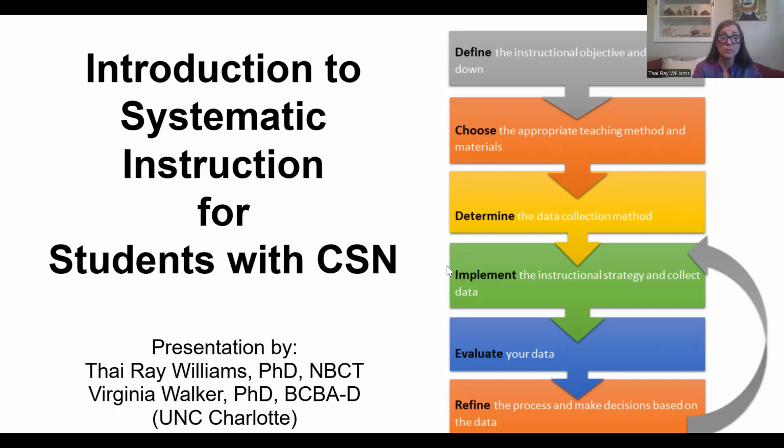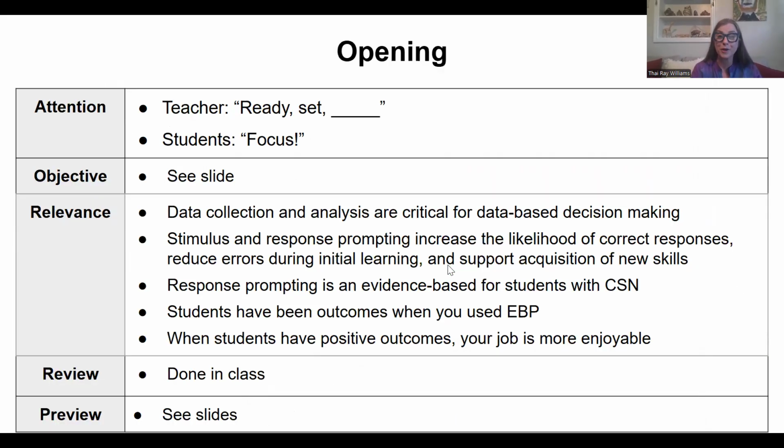So this week, what we're going to be doing is an introduction to the course structure, an introduction to one another. But the course content that we're going to cover this week is an introduction to systematic instruction for students with complex support needs. So let's just go quickly. I'm going to give you a quick overview of what we're going to be doing this week and what you can expect. So we're going to start with our opening.